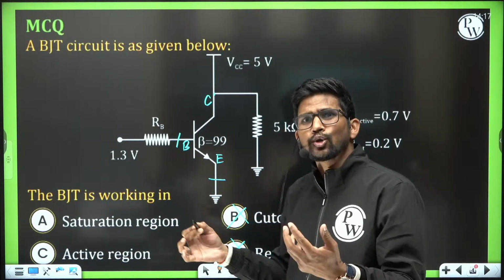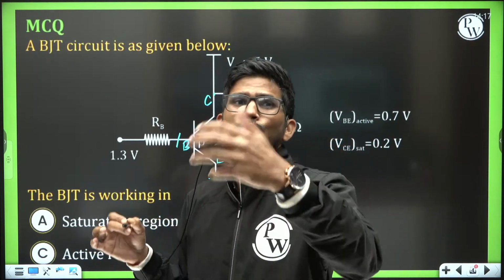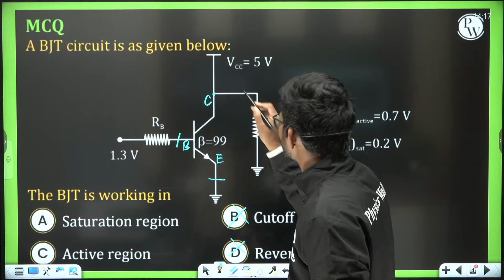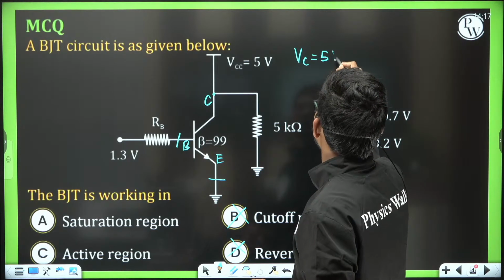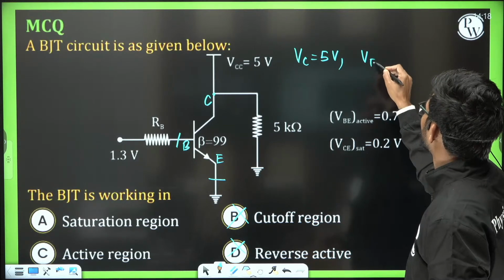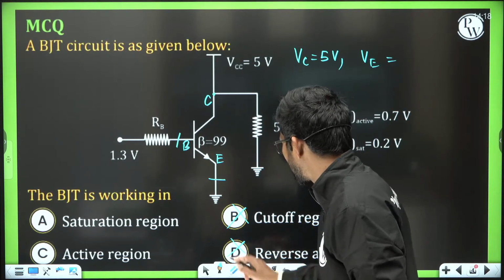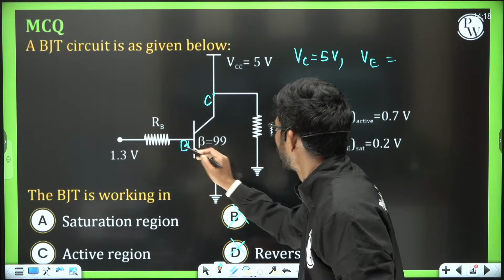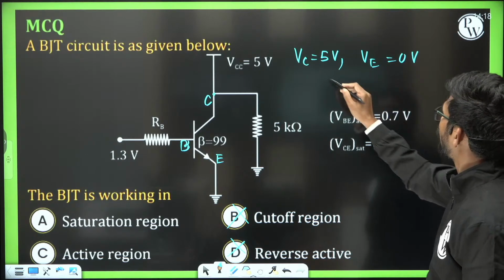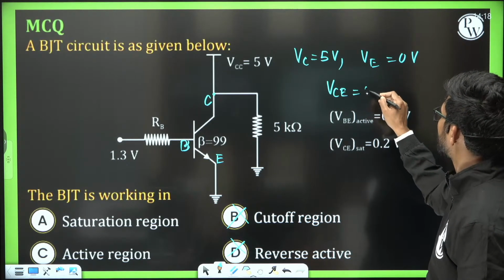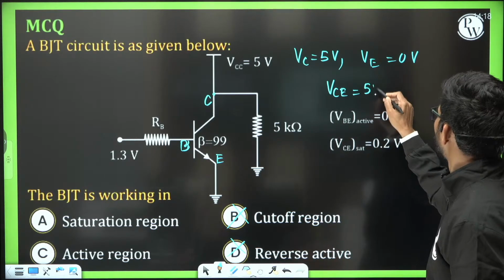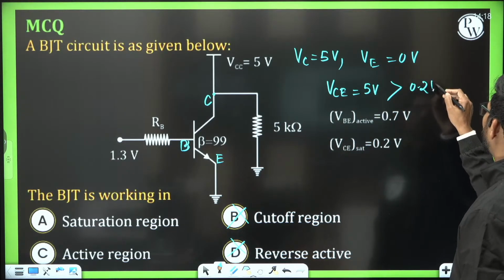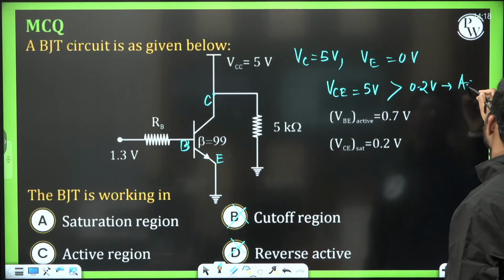Here I need not find out the current values by assuming it to be in active region, because here collector terminal voltage is directly 5 volt, VC is directly 5 volt, and here VE is directly 0 volt. Now it is not open circuited, open circuit we have removed. So in this on BJT, VC comes out to be 5 volt, and since this is on, for this on BJT, VC is greater than 0.2 volt, therefore this BJT is in active region.